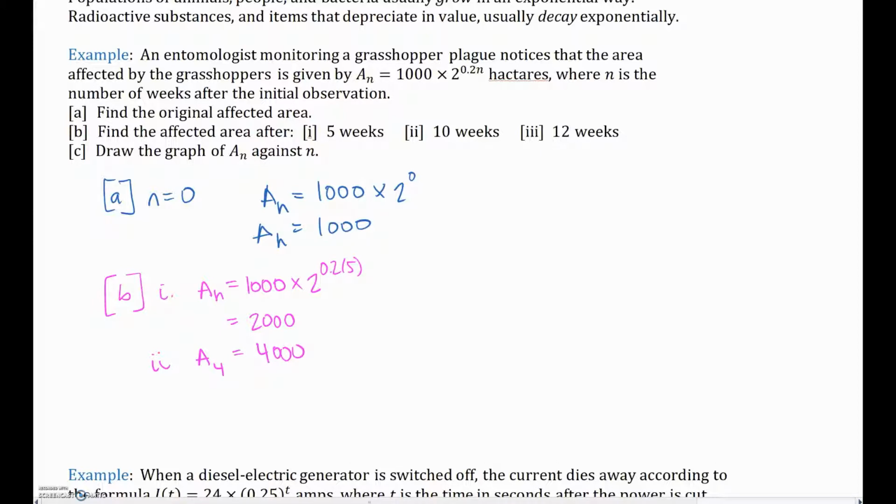How did I do that so quickly in my head? 10 is just going to be 2. 2 squared is 4, right?